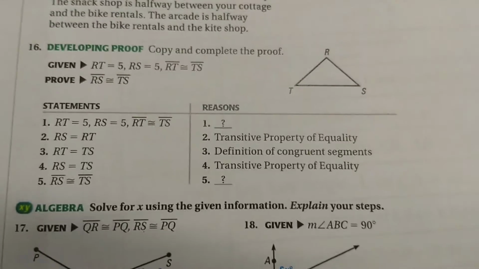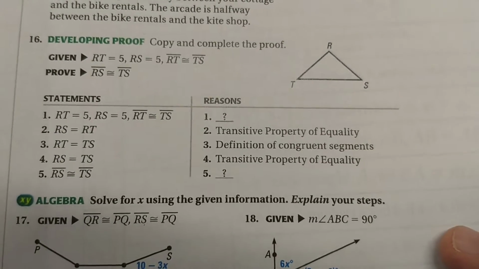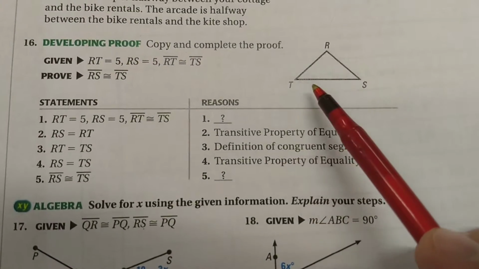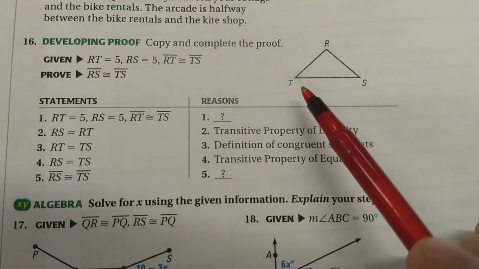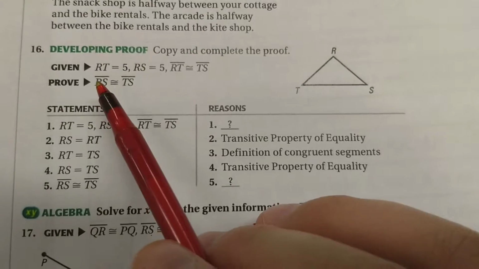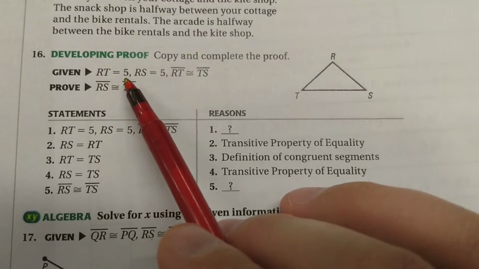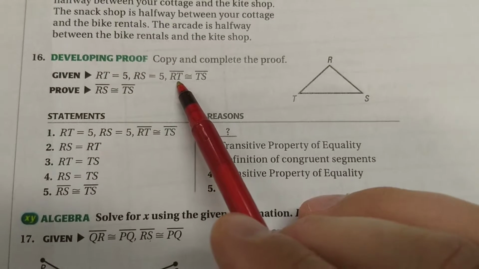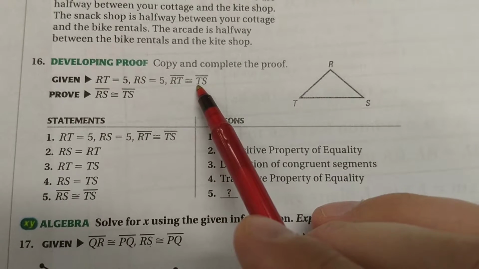Continue practicing with a somewhat basic proof here, but it's going to develop our skills a little bit. You see the triangle over here with the three segments, TR, RS, TS, and we're given a few items here. We know that RT is 5, RS is 5, and that RT and TS are going to be congruent.